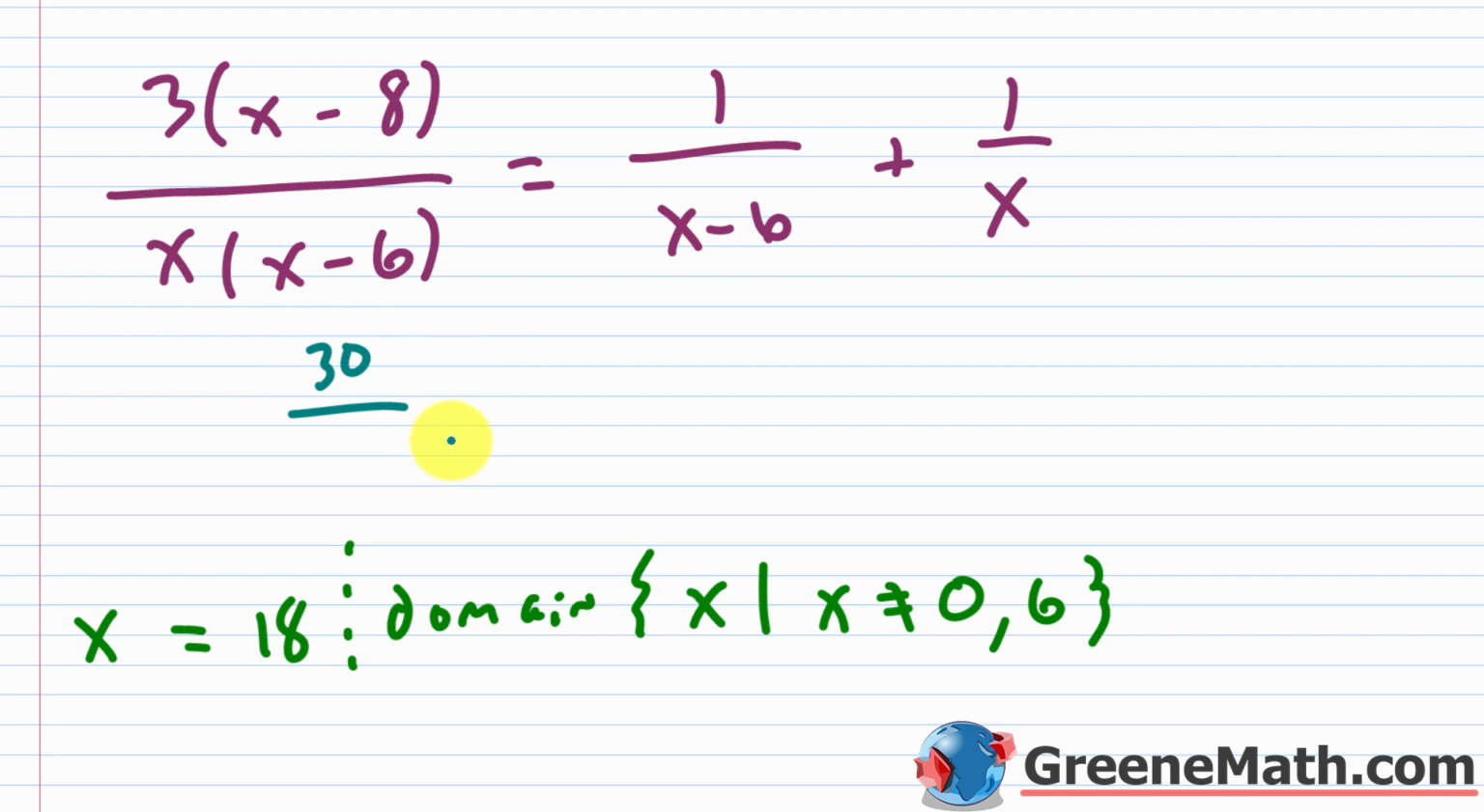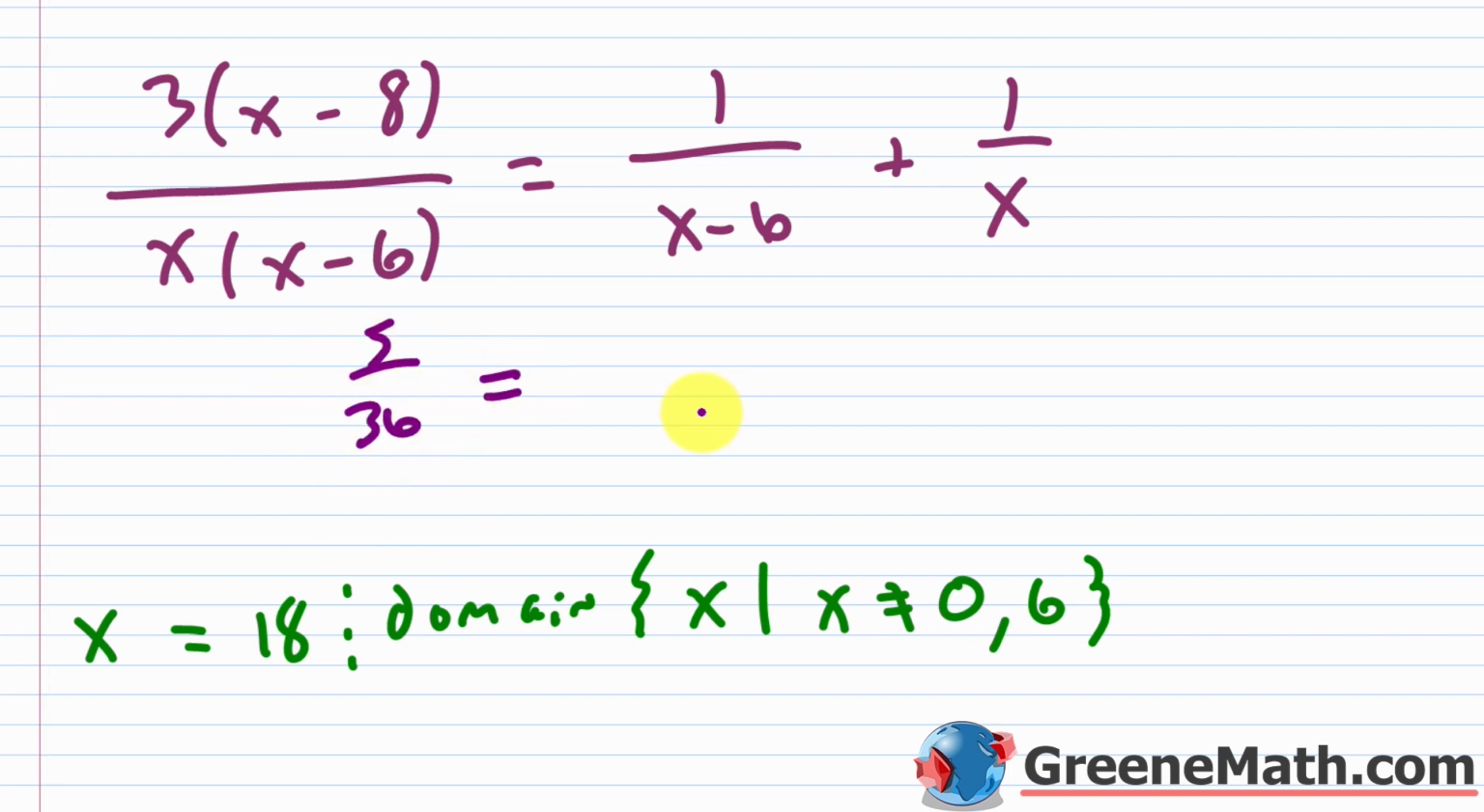And this is over, you would have 18 times your quantity. 18 minus 6 is going to be 12. So before I multiply here, let's just cancel. 30 divided by 6 is 5. And then 18 divided by 6 is 3. So basically, this is 5 over 36. So let's write this as 5 over 36.